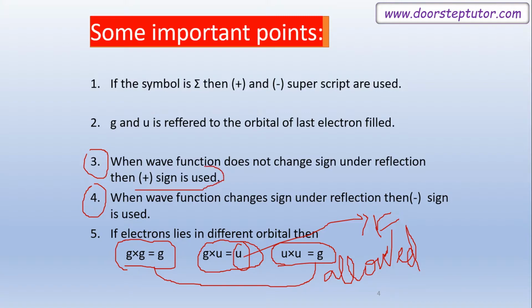So here in the first case, if the symbol is sigma, then we are using positive and negative, students. Here you can see the positive and negative superscript we are using. When we use a positive superscript, the wave function does not change sign under reflection. When the wave function changes sign under reflection, negative sign is used. So these five points are very, very important for the representation of term symbols for various examples. Clear, students?